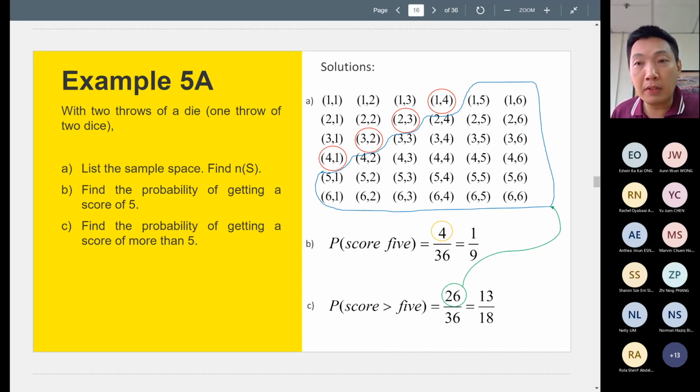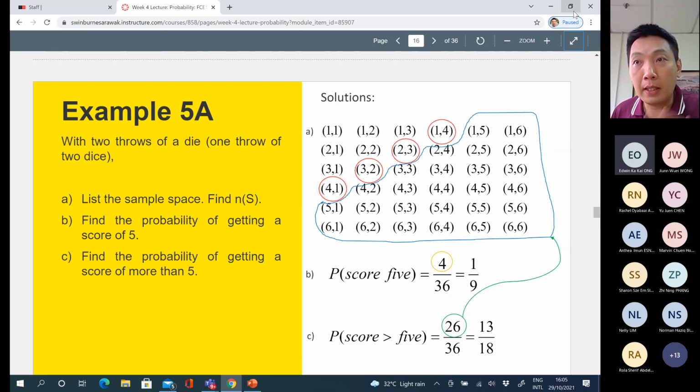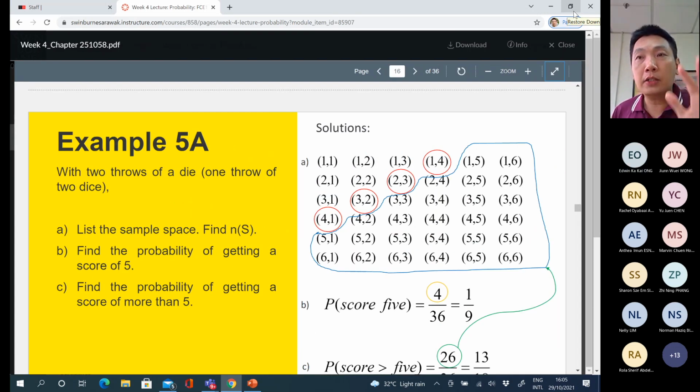Edwin, am I answering your question? Yeah. Okay, so in short, any question involving 2 dice, you always use this method. Okay, any question involving 2 dice, use this method. Then you're not wrong. All right.